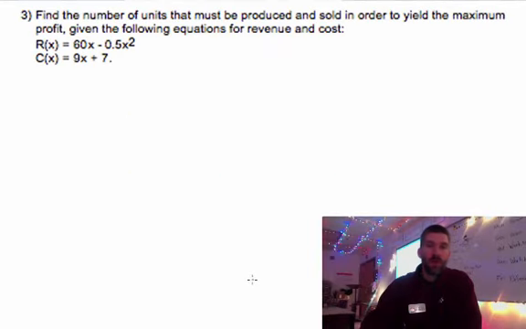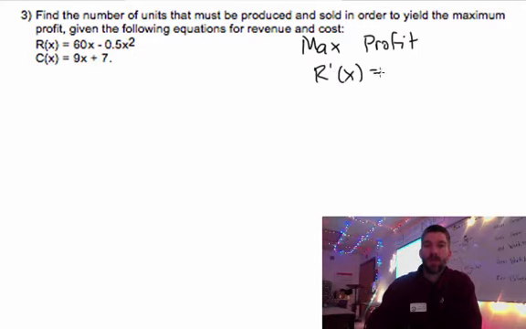Okay, in this problem, we want to find the number of units that need to be produced in order to yield a maximum profit. And one cool thing about max profit is if we have a cost and a revenue, max profit's really easy to find. You take marginal revenue, which is R prime, and you set it equal to marginal cost, which is C prime, and that gives you maximum profit. We love these problems. We should have a whole test of these, okay?